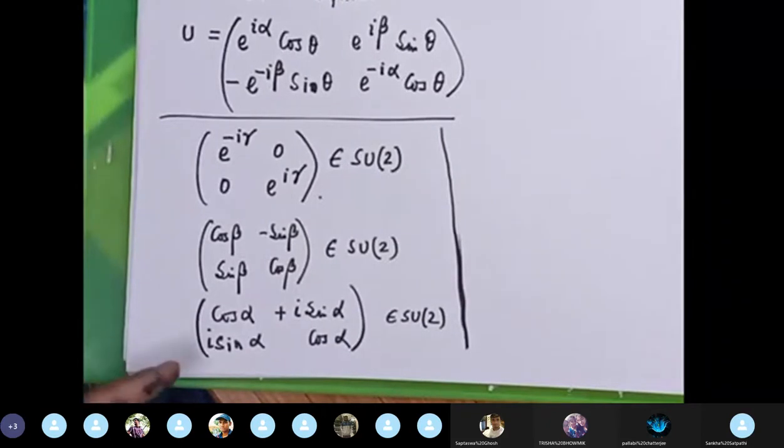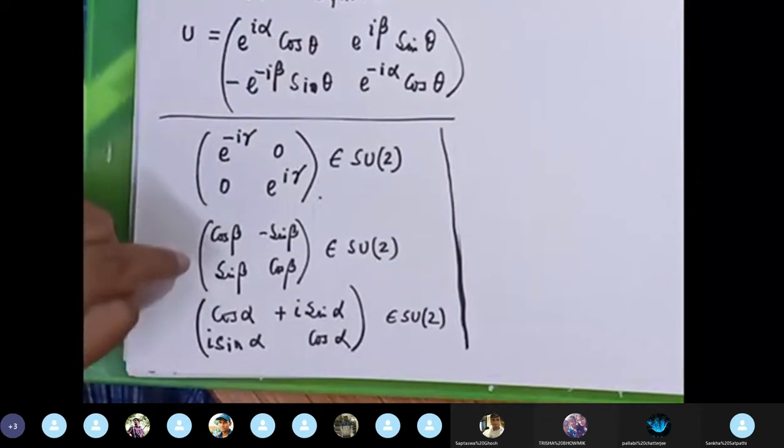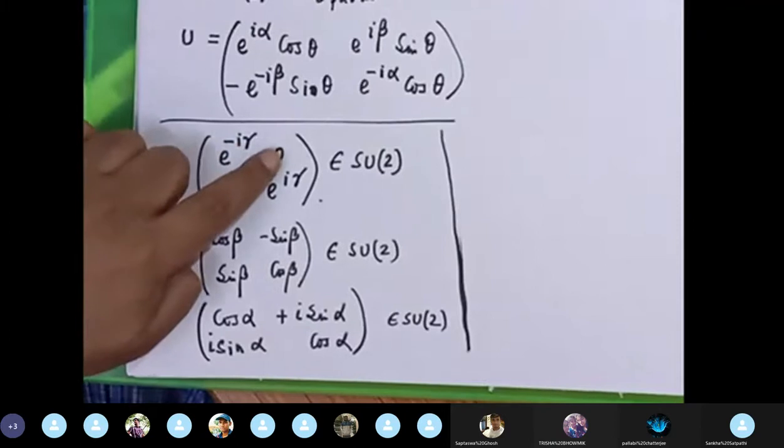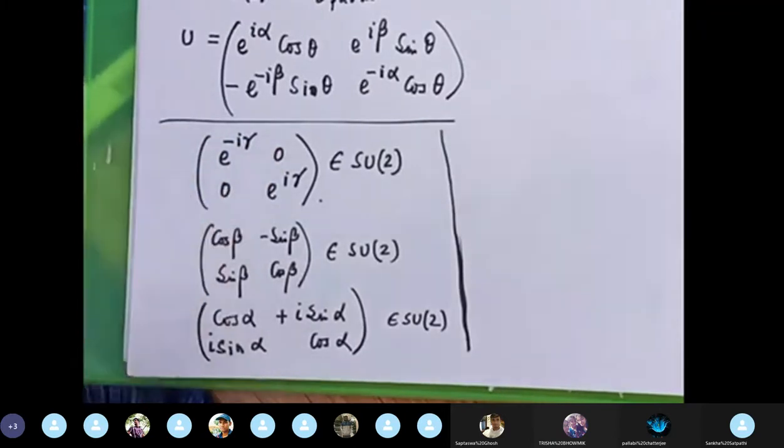Okay, so then it is SU2. Then their product is a representation of, a parameterization of SU2. Clear? So in this way you can choose other ways of writing this. So you can choose e to the power minus I alpha here, e to the power I alpha here, then choose another matrix like that. Up to you. But I have chosen this particular parameterization to show you.